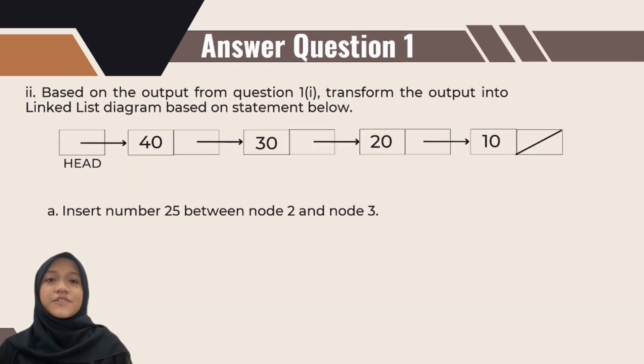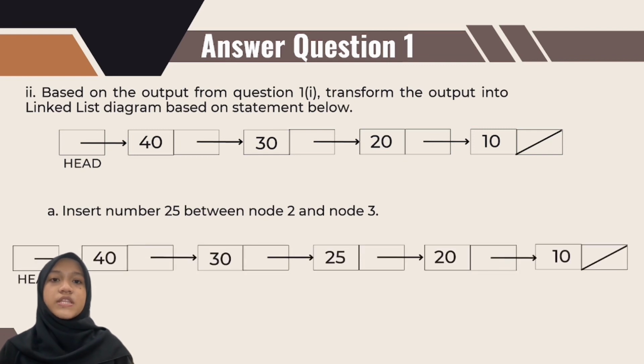Next, based on the output from question 1 Roman, transform the output into a linked list diagram based on the statements below. So, the first statement is insert number 25 between node 2 and node 3. So, 25 is located between number 30 and 20.